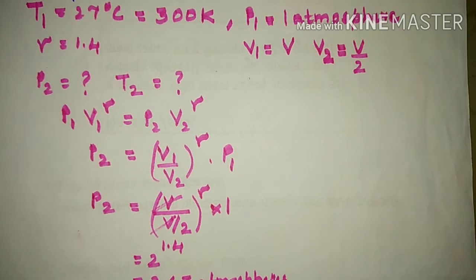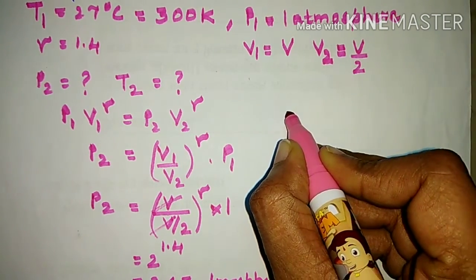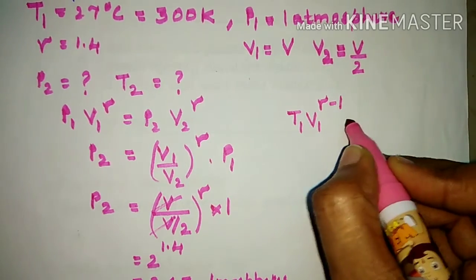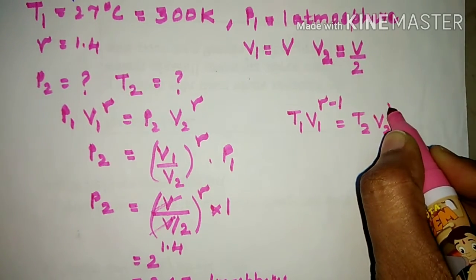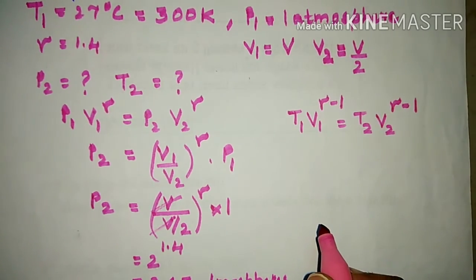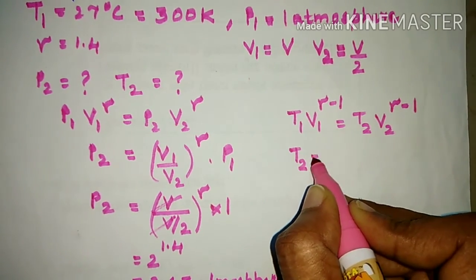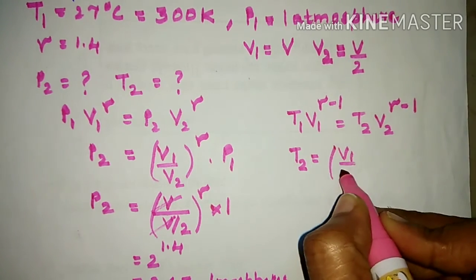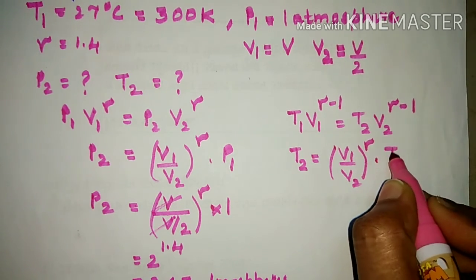After finding the final pressure, now we will find the final temperature. For that we will use the formula T1 into V1 raised to gamma minus 1 is equal to T2 into V2 raised to gamma minus 1. We need to find T2, so rearrange the equation as T2 is equal to V1 upon V2 raised to power gamma minus 1, into T1.